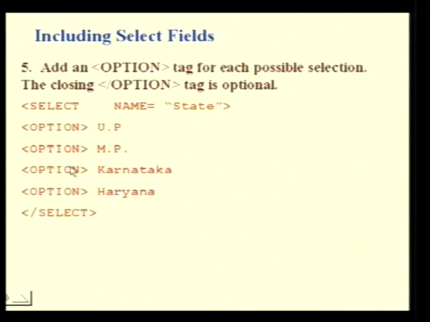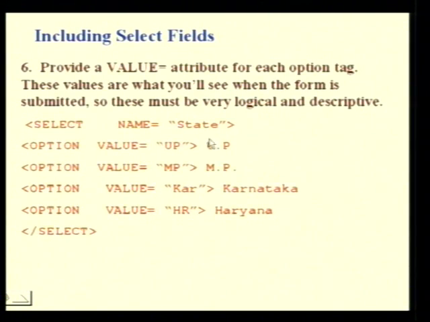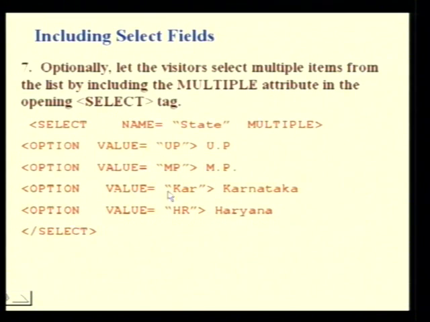So you add an option for each possible selection. After that, adding the closing option tag is optional. Provide a value equal to attribute for each option tag. So you specify value equal to UP, value equal to MP; it should be similar to the descriptive text. Then you can let the visitor select multiple items from the list by including the multiple attribute in the opening select tag.